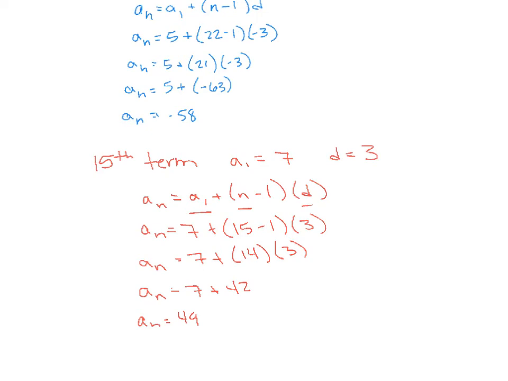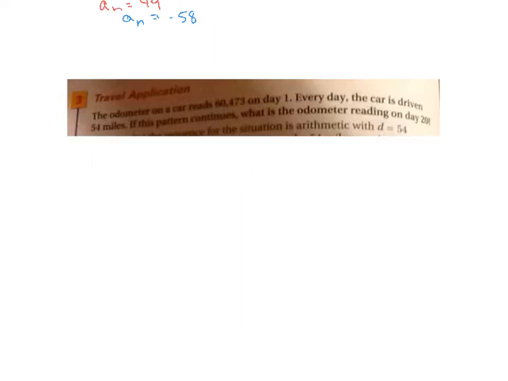So we have one more story problem. The odometer on a car reads 60,473 on day 1. Every day the car is driven 54 miles. If this pattern continues, what is the odometer reading on day 20? So we're just using the same thing.